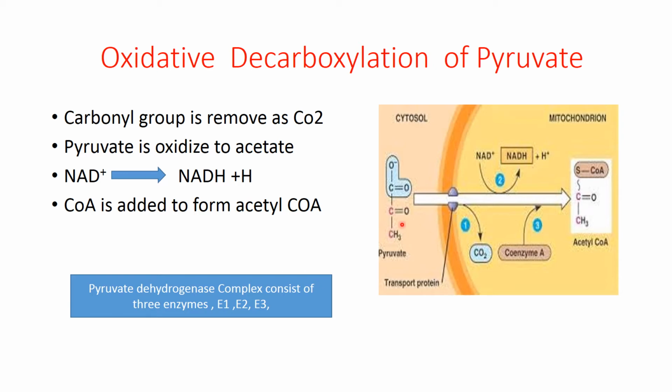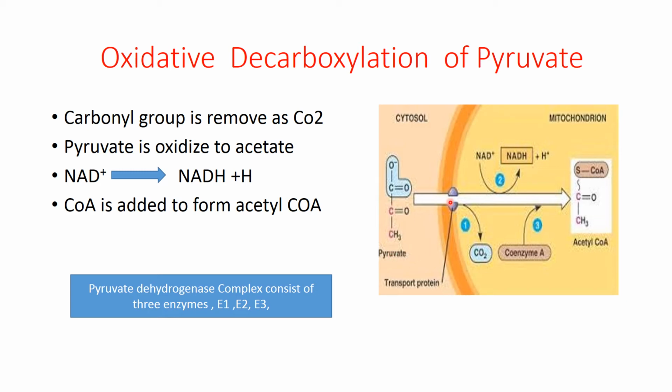So one molecule of pyruvic acid, when it enters the mitochondrial matrix, is converted into acetyl CoA before entering into the Krebs cycle. So it is a very important step, and this whole process is carried out by the enzyme pyruvate dehydrogenase complex. Pyruvate dehydrogenase complex consists of 3 enzymes named E1, E2 and E3. The details of this will be discussed in a separate lecture.